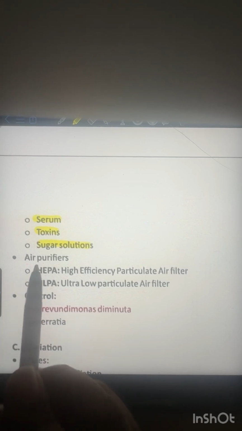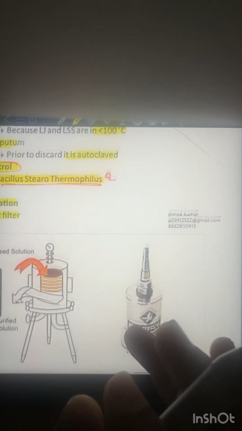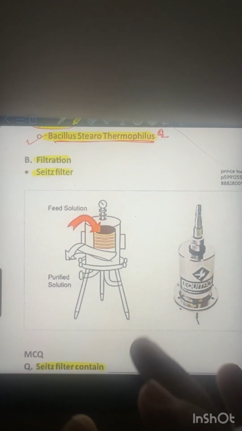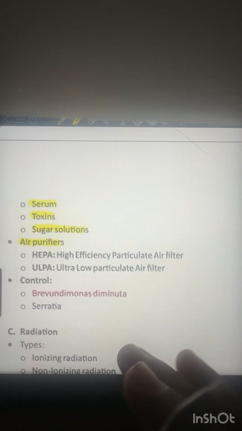And what is the control? Now the pore size is so tiny, I need a tiny organism. So you can use something called Brevundimonas diminuta, diminuta reminds me of small, so it must be for filtration. And Serratia is also very, very small, so that is also used for filtration. These are the two controls that I use. So filtration is also done for us. What do we move on to next?